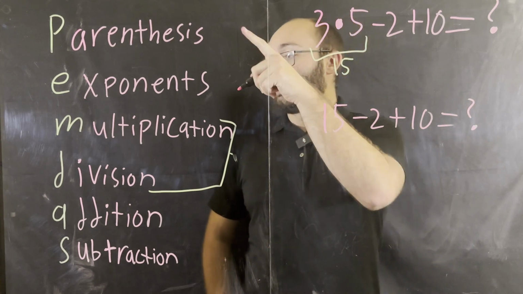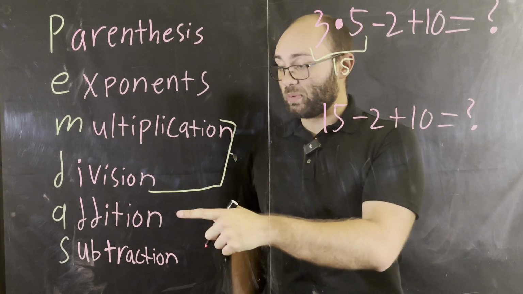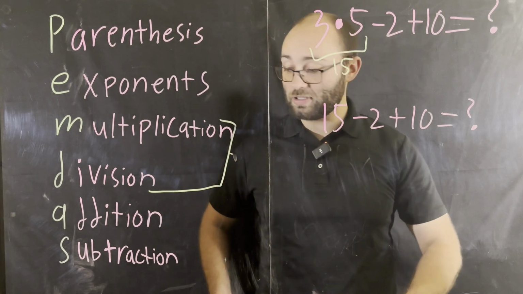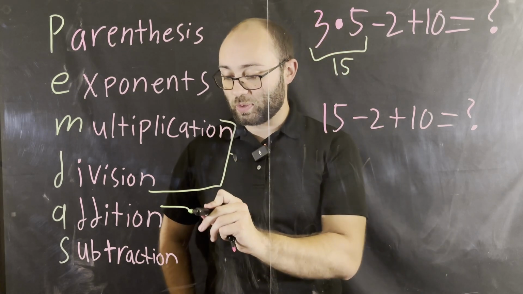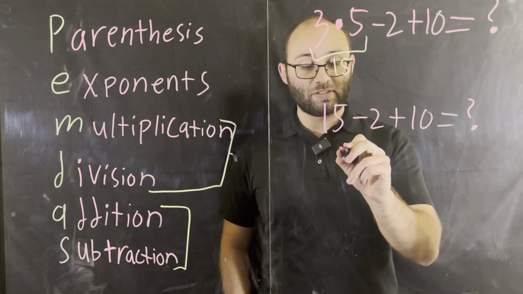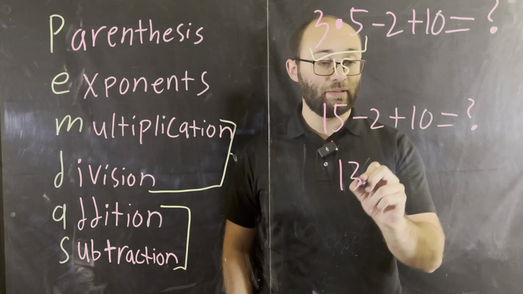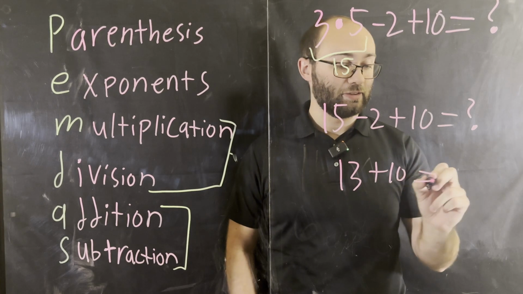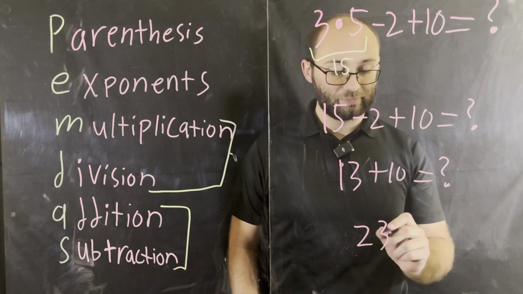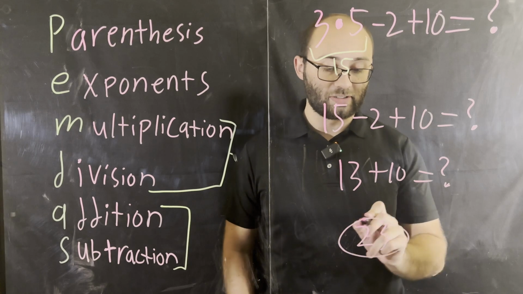Now we go through this list again, and all that we have left is addition and subtraction. Just like multiplication and division, these two are also interchangeable in terms of order. So I'm going to subtract these two and get 13 plus 10. And then 13 plus 10 is 23. Okay, so that is our answer.